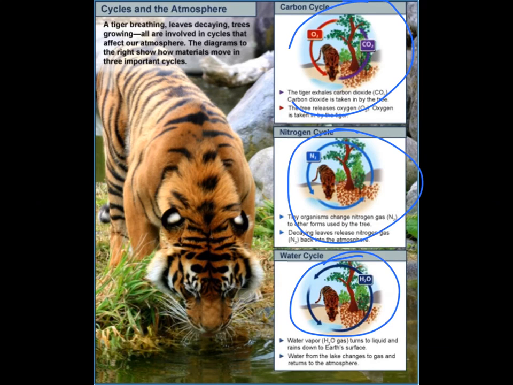The carbon cycle: carbon dioxide and oxygen gases constantly circulate or cycle among plants, animals, and the atmosphere. The nitrogen cycle: different forms of nitrogen cycle among the atmosphere, the soil, and living organisms. The water cycle: different forms of water cycle between Earth's surface and the atmosphere.